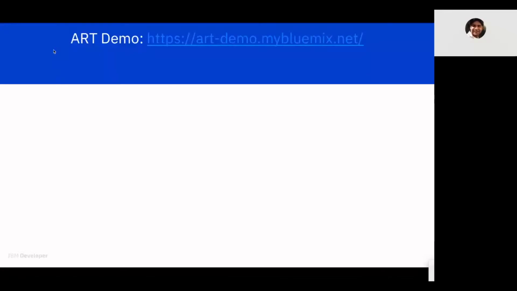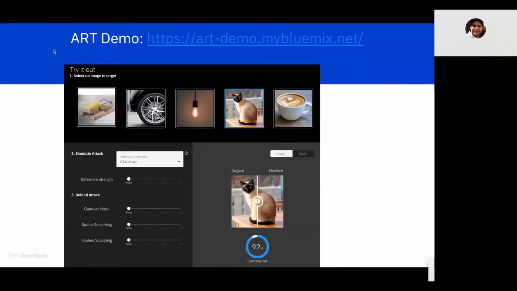And you can see a very quick demo of ART at this particular URL in terms of what it actually allows you to do. Essentially, you can simulate an attack. For example, in this case, you see an image where the model is 92% confident that it's a Siamese cat, and if we generate adversarial noise and contaminate this image, it's undetectable to the human eye. But as you see, when we increase the strength of that attack, the model now predicts it's an ambulance, with very low confidence. So it actually got it wrong.